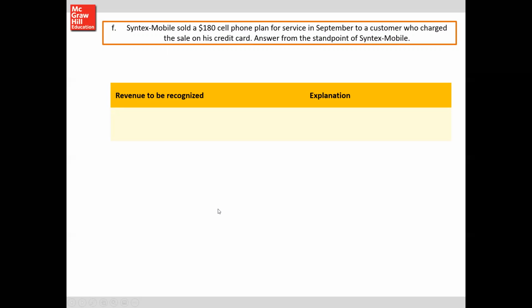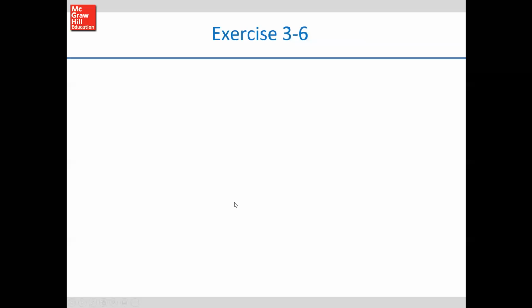All right, Syntex Mobile sold a $180 cell phone plan. This happened in September to a customer who charged the sale on his credit card. Answer from the standpoint of Syntex. Well, guys, credit card is essentially the same as cash. And so in this case, all of it gets recognized as revenue. All right, so that would take care of that one.